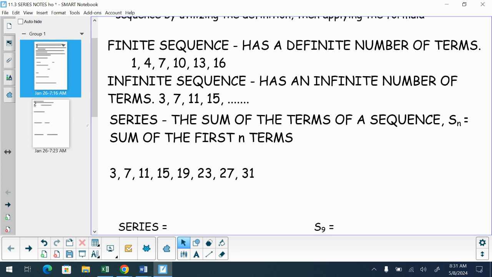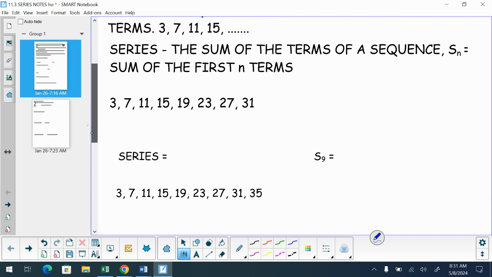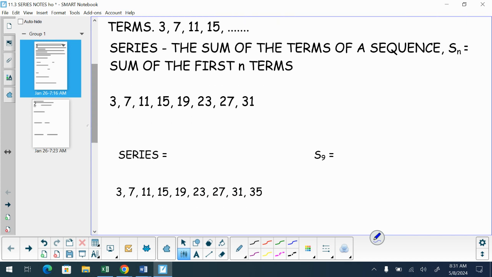So if we take a look at 3, 7, 11, 15, 19, 23, 27, 31. And we want to turn this sequence into a series. Well, to turn this sequence into a series, we could take 3 plus 7 plus 11 plus 15 plus 19 plus 23 plus 27 plus 31. You take out the comma signs and you put in an addition sign.